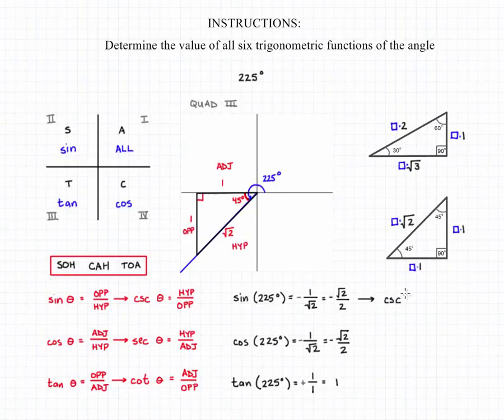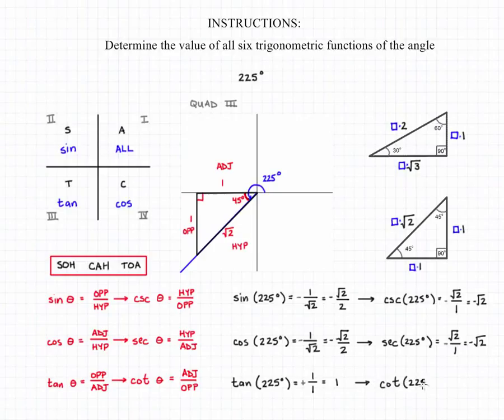And now for each of the reciprocal functions, we can just take the reciprocal of the values we got for the original. So the reciprocal for sine, to give us cosecant, is going to be the square root of 2 over 1, also negative because they have the same sign, which is going to simplify down to the square root of 2, and then of course that negated. Secant of 225 degrees is also going to be the square root of 2 over 1, negative, and so that will simplify down to negative root 2 as well.